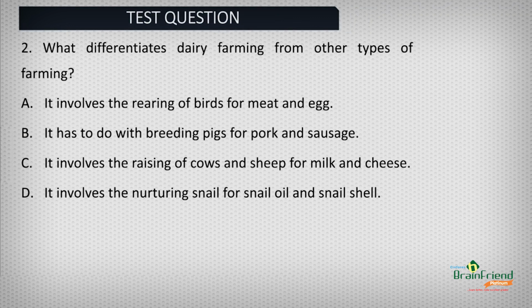Question 2. What differentiates dairy farming from other types of farming? A. It involves the rearing of birds for meat and egg. B. It has to do with breeding pigs for pork and sausage. C. It involves the raising of cows and sheep for milk and cheese. Or D. It involves nurturing snail for snail oil and snail shell. The correct answer is C.